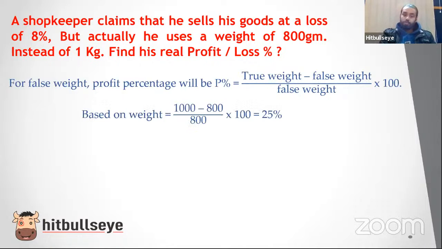Based on weight, if you are asked, this is going to be your answer: 1000 minus 800 upon 800 into 100, that is 25%. I already got the first answer by AK Tiwari that says 35%. Great, let's see what the answer is going to be. Okay, now 25% based on weight. Now based on cost, 8% loss.